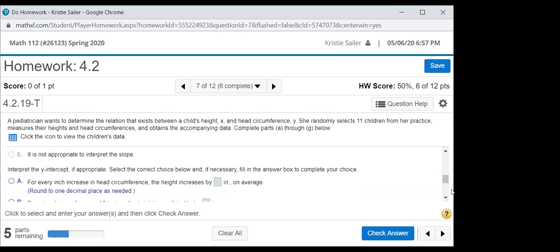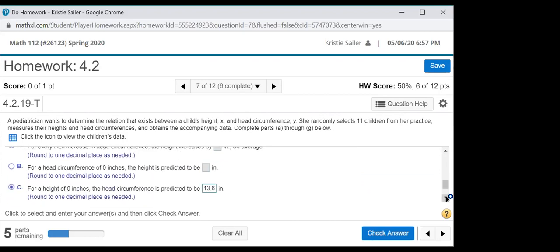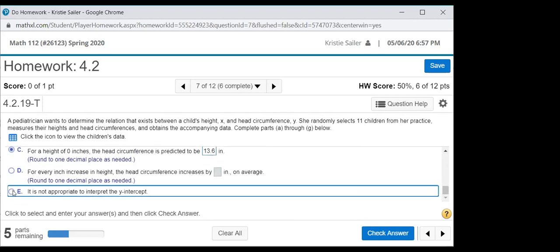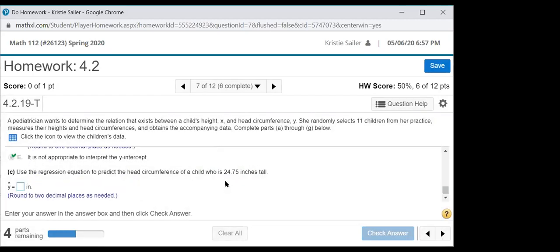Okay, it's not going to be A because that's a slope. It's not appropriate to interpret the y-intercept. Because you wouldn't have a height of 0. Okay. I didn't see that choice at the bottom of your screen. It's one of those theoretical questions, but here, with a height of 0, your child's going to have a height of something.